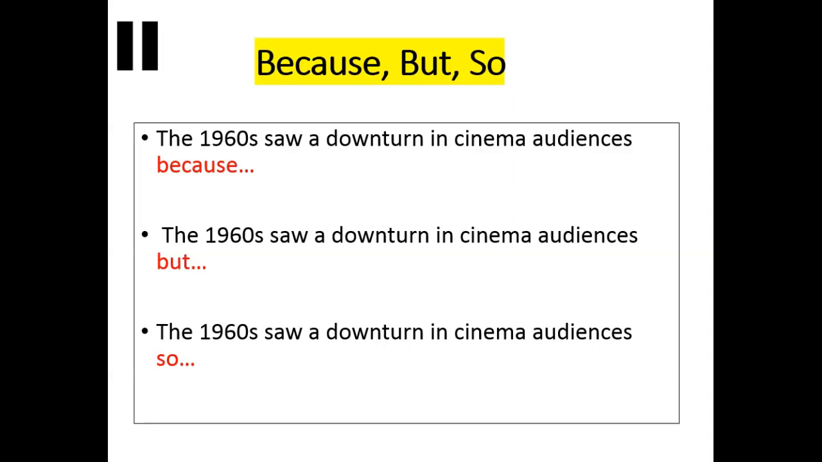The second one asks you to say but. So we're saying that it's almost a despite here. Despite the fact that audiences were in decline, what else was going on? What else happened, or did Disney do? And finally, the 1960s saw a downturn in cinema audiences, so here we're able to give a reason why Disney has maybe made a particular decision. So what did they do next in order to combat this? And again, you'll need to use your knowledge from that wider reading in order to have a go at these sentences.